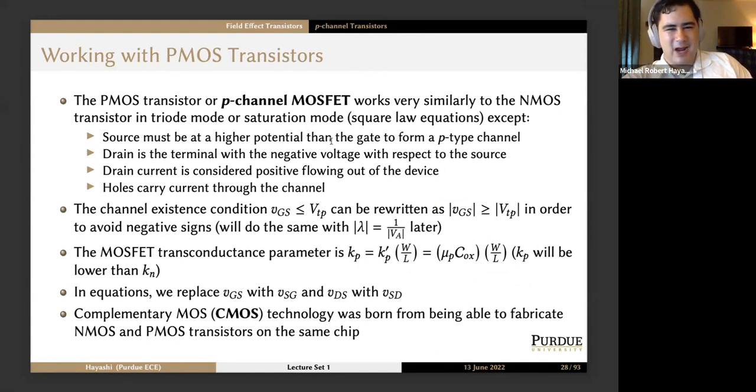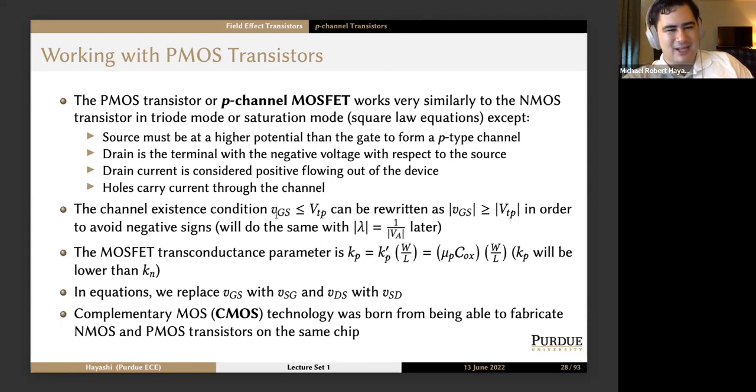The source must be at a higher potential than the gate to form a P-type channel. The drain must be the terminal with the negative voltage with respect to the source. Drain current is considered positive flowing out of the device, and holes carry current through the channel. So those are the 4 big differences between a PMOS transistor and the NMOS transistor. Otherwise, all these things behave pretty much the same.